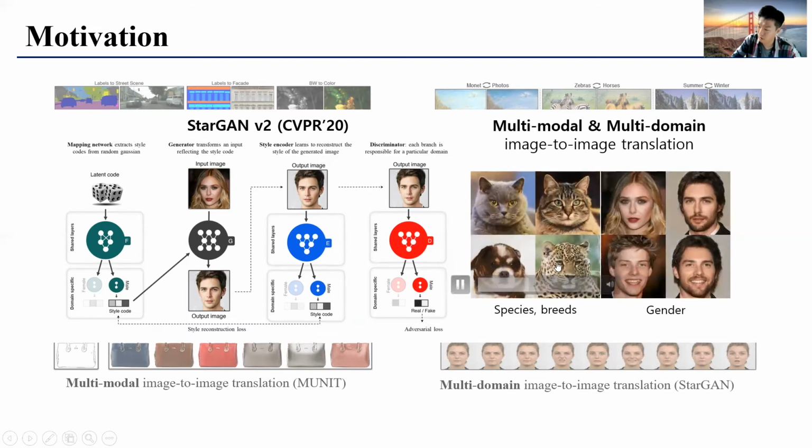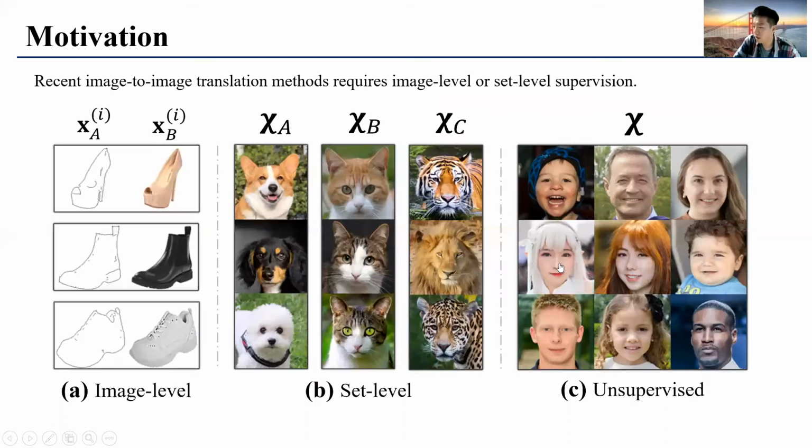But the thing is, all of these existing models, even the ones which I claim are unsupervised methods, in fact needed at least set-level supervision. For example, the most naive way to make this model happen is to have image-level supervision, a paired data set from edge to this image, right? The cyclic loss solved this problem, but it needed set-level supervision at least. It needed to collect the data: the dogs are here, the cats are here, and the wildlife is here, right?